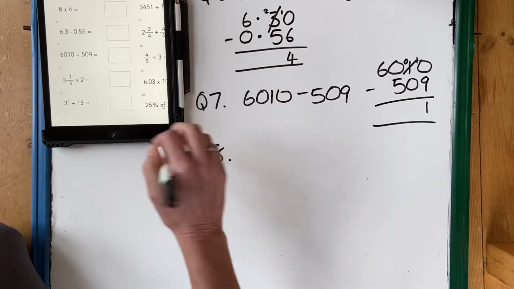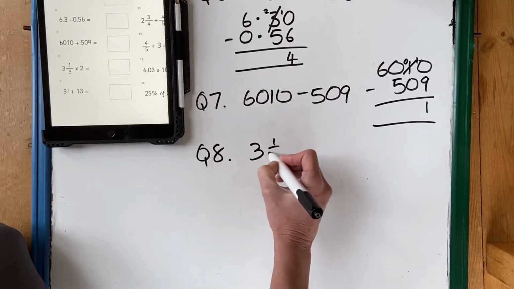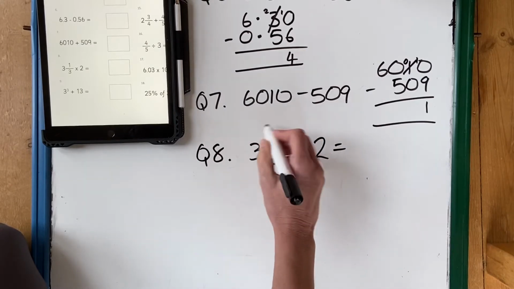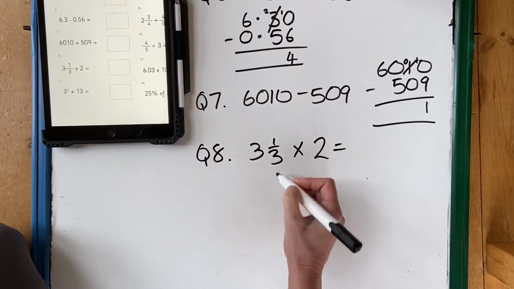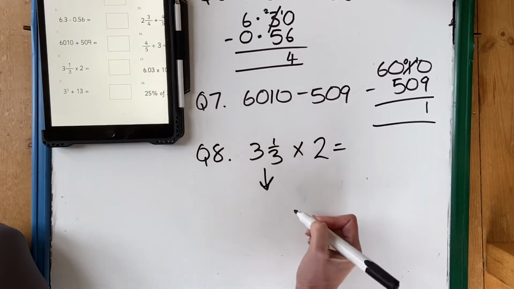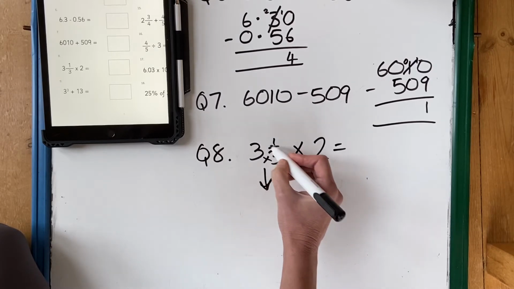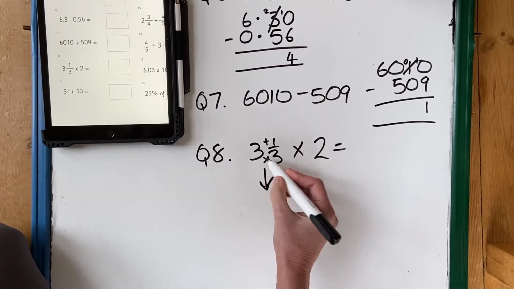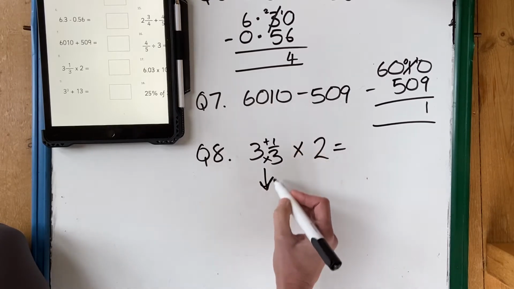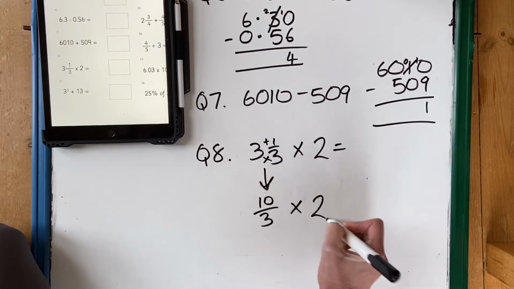Question 8. 3 1/3 2 times. So what is 3 1/3? At the moment, that's a mixed number. We need to convert it into an improper fraction. So do you remember in class, we multiply the denominator and add the numerator. So 3 times 3 is 9, add the 1 is 10. So we've got 10 thirds 2 times.